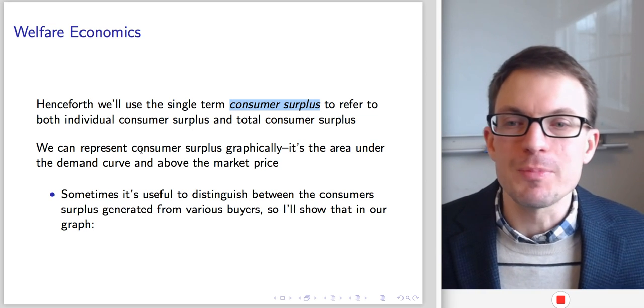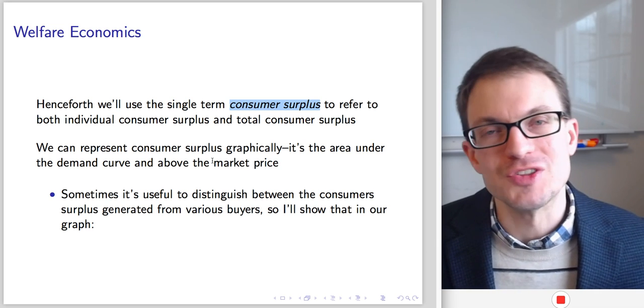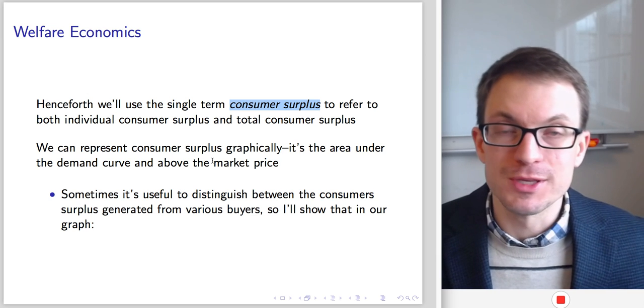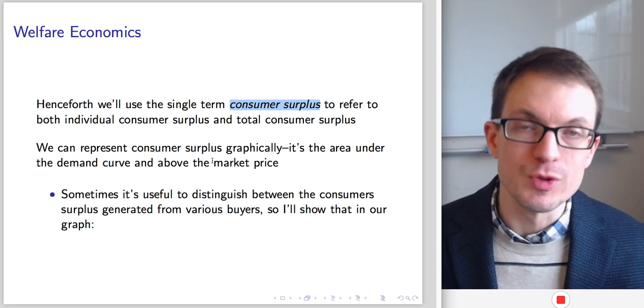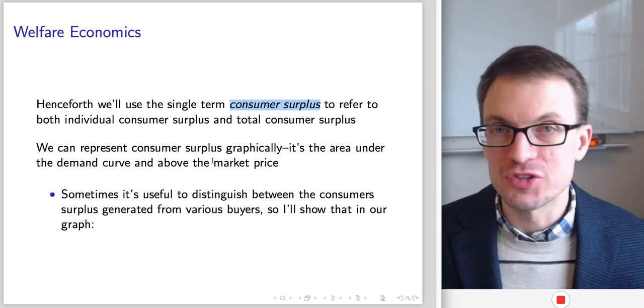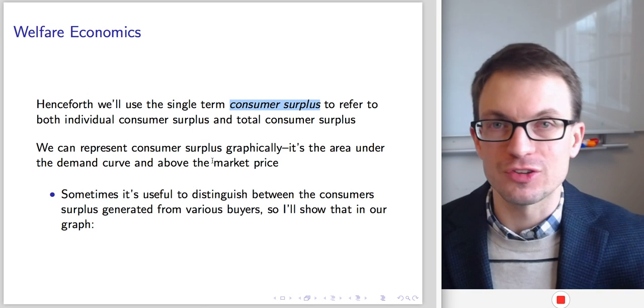Okay. So we can represent consumer surplus graphically, actually. It's the difference between the area below the demand curve and above the market price. The reason why is because consumer surplus is the difference between willingness to pay and actual market price. And remember, the height of the demand curve is giving us the willingness to pay at that quantity.